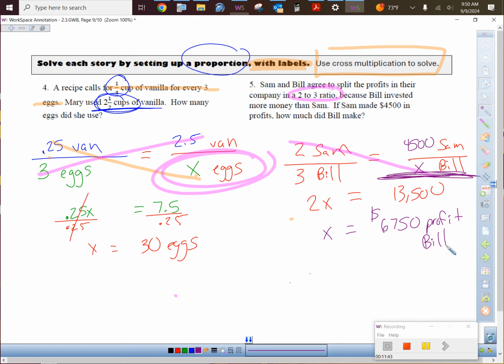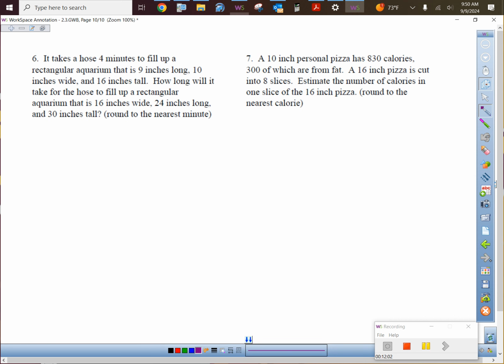Those were the warm-ups. Now let's get a little serious, but it shouldn't be too bad. Stop me if you need help on these next ones. But you feel okay with what I did there, setting up a proportion? We're going to do the same thing on these, but we've got to do a little bit of figuring as well. It takes a hose 4 minutes to fill up a rectangular aquarium that is 9 inches long, 10 inches wide, and 16 inches tall. How long will it take the hose to fill up one that's 16 by 24 by 30?